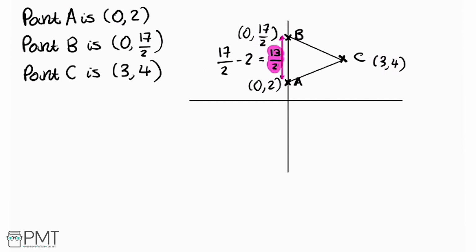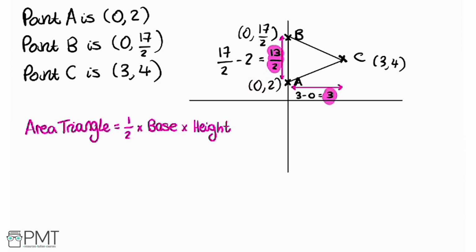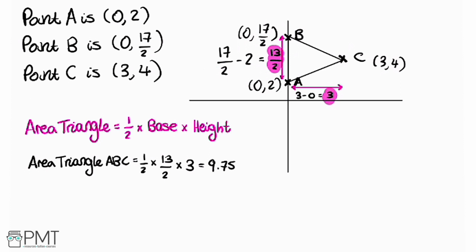Then we want to take a look at the height. This distance along here, from the point C to A, is going to be 3 take away 0, which equals 3. Since the area of a triangle is half multiplied by the base by the height, the area of triangle ABC equals half multiplied by 13 over 2 multiplied by 3. If you pop that into your calculator, you get 9.75. If we were given that it's centimetres or something, that would be centimetres squared, but we haven't been given any units, so don't worry about that. The area is just 9.75.